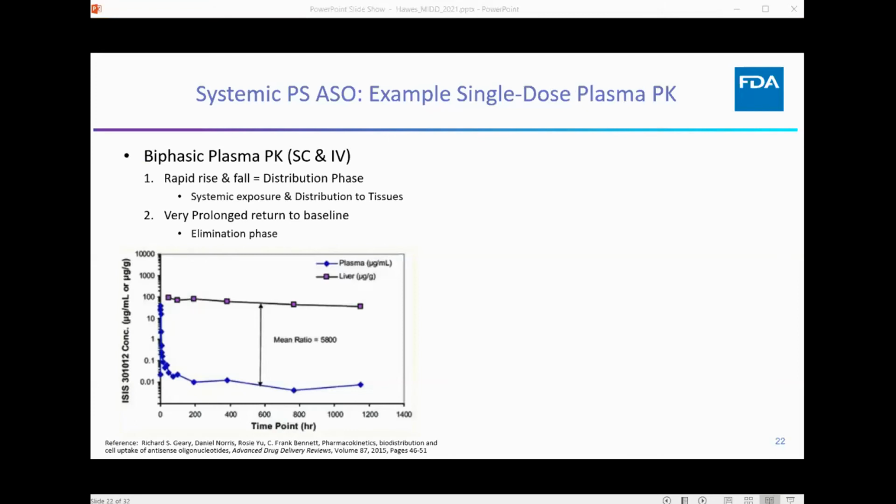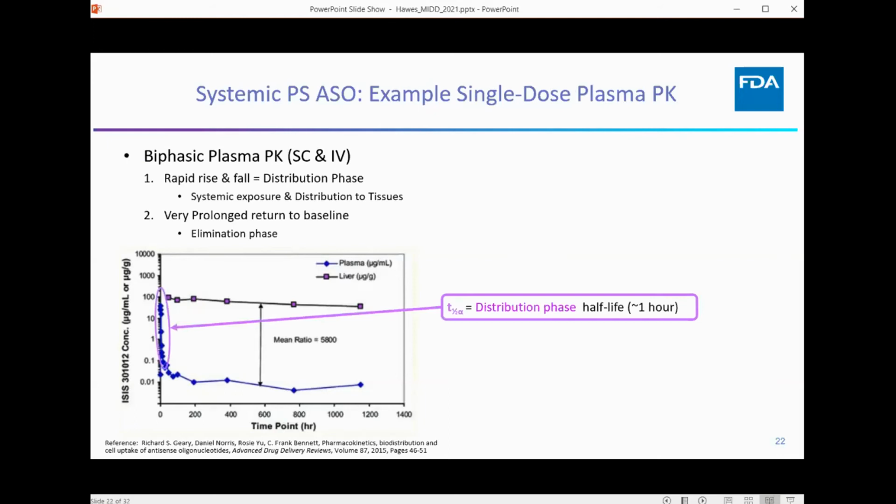Continuing with this example, it is readily apparent that there is biphasic plasma PK with a rapid rise and fall indicative of the distribution phase. And this is likely due to the endocytosis into the tissues. Across species, this can range from minutes to hours, but in general, by 24 hours, it is pretty much gone from the plasma.